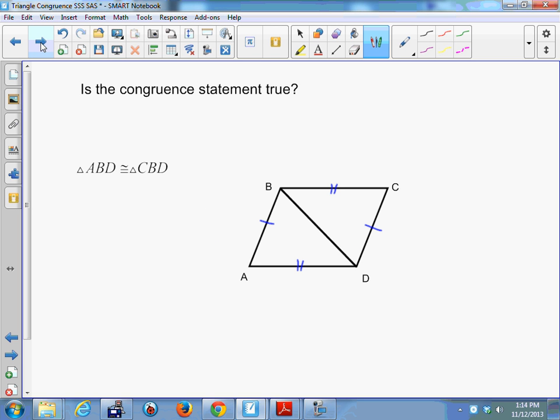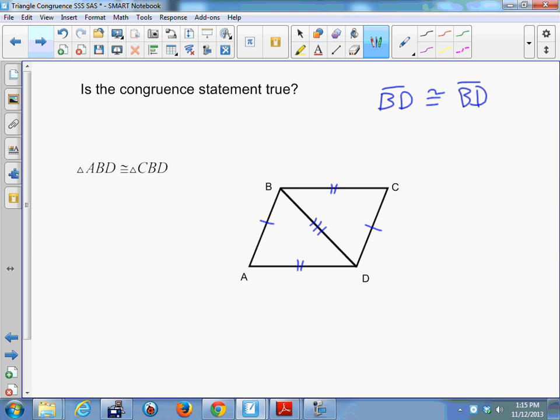We can also share a side. This is that reflexive property that we've been talking about. So in this case, we're looking for, is this true? We know that BD is congruent to BD. That's that reflexive property we talked about a little bit, and we'll start using that now. But here we're just breaking it down, seeing what we have. And they want to know, is this congruent statement true?